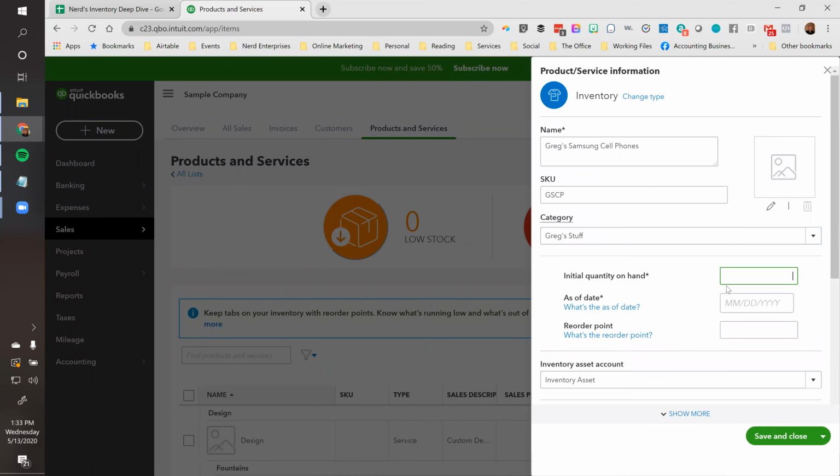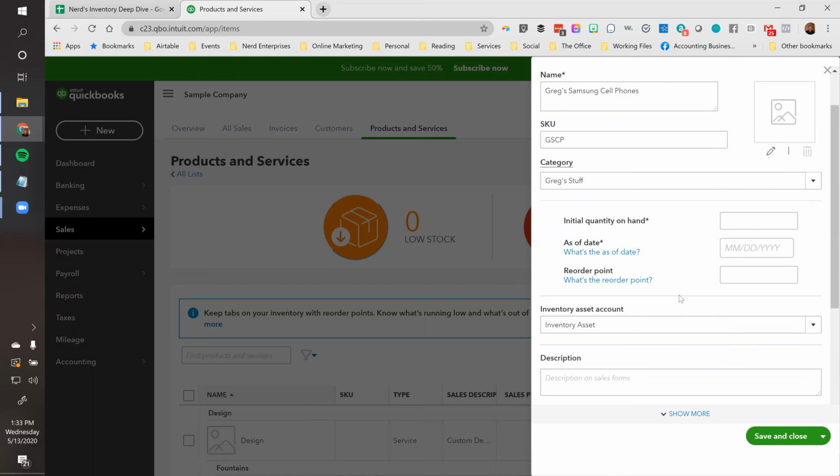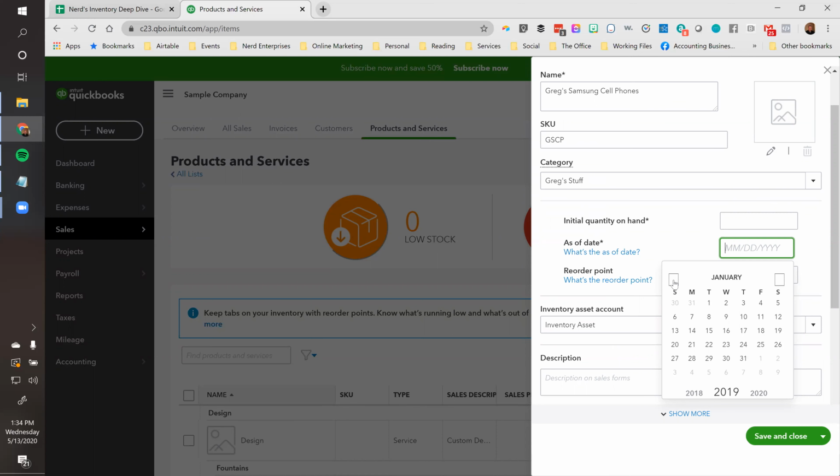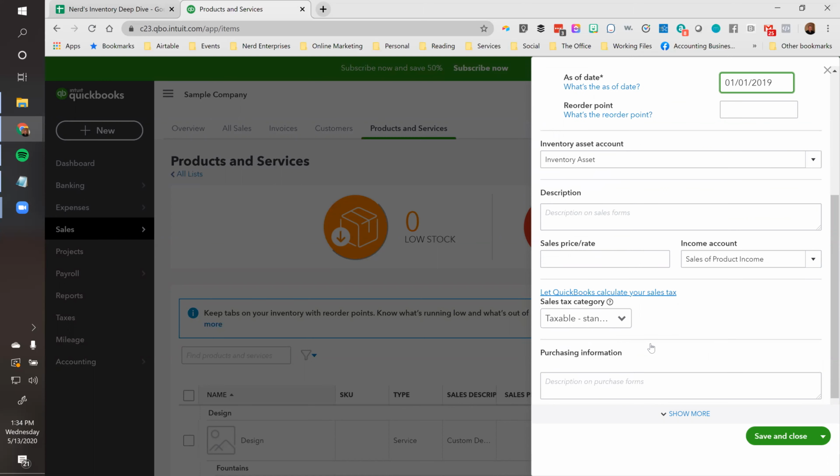I never put an initial quantity on hand. That creates this opening balance entry, and I hate it. I'd rather bring it in my way. As of date, I always backdate the crap out of this because otherwise you end up getting stuck, unable to enter a transaction because you're trying to enter a transaction prior to this date. So I always go way back in time. So here we are, January of 2019, just to make sure that doesn't get in my way.